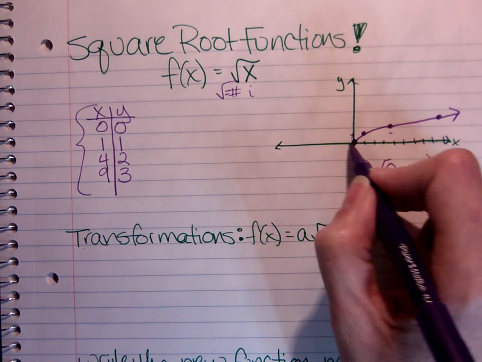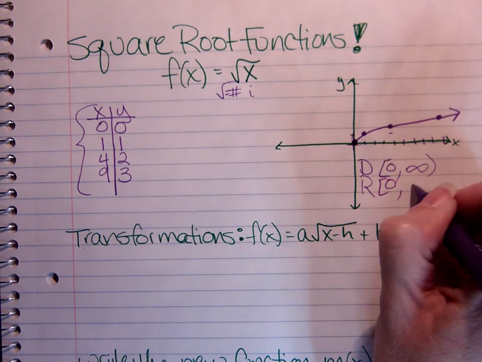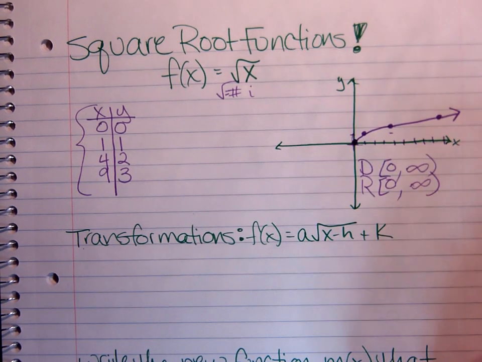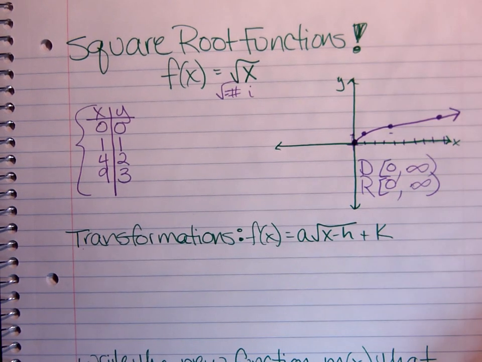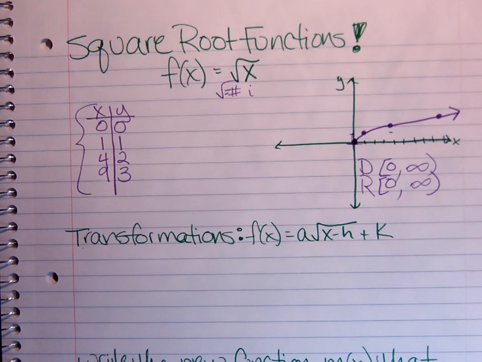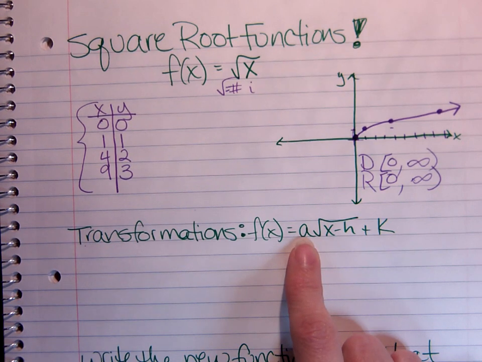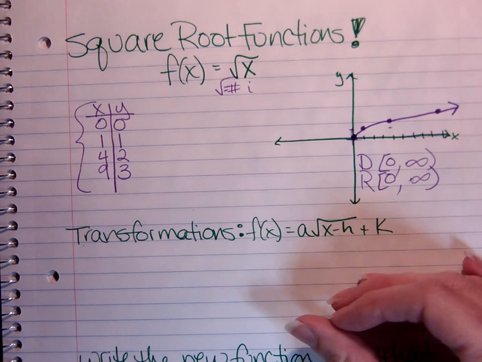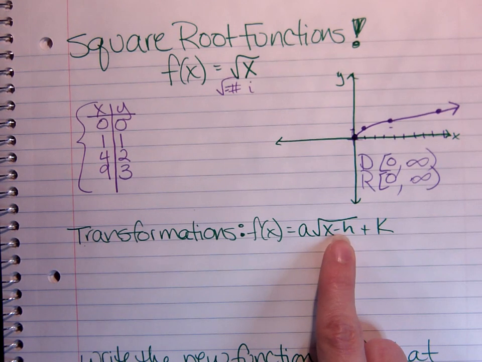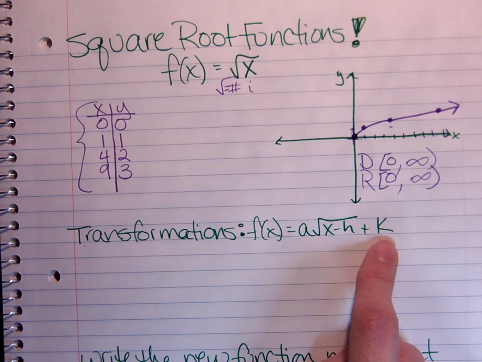Our range now, the bottom of our range, is at 0, and as we move upwards, it's going to continue to infinity. This is the key to everything we're going to do with radicals right here. Transformation rules are the same for square root functions as they are for every other function out there. The number in front, our quote a value, can determine if it's got a reflection across x. It'll let us know if it's been vertically stretched or compressed. The value inside with x is our horizontal translation, and the value on the outside is our vertical translation.